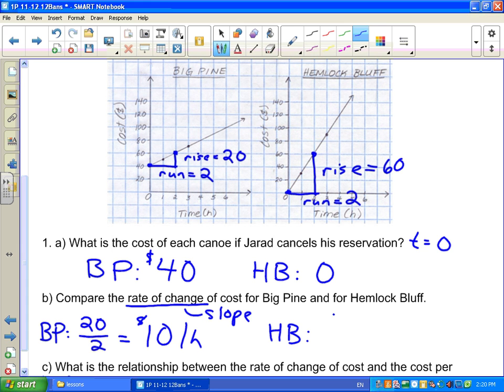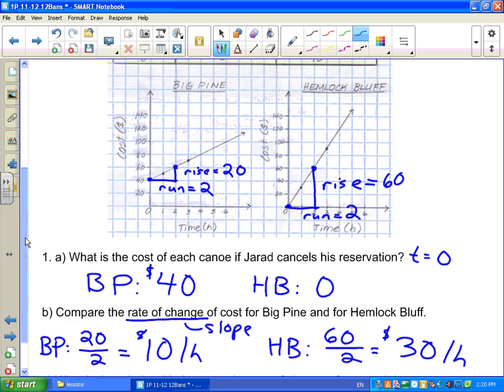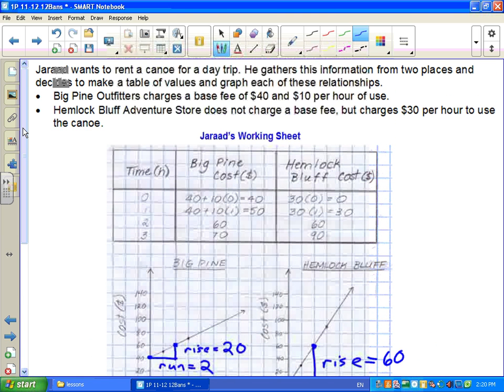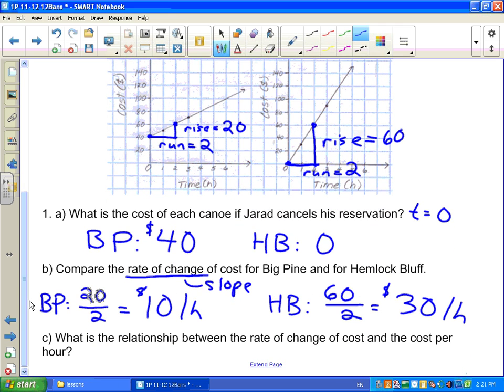So when we calculate our slope, rise over run is going to give us 30, or $30 per hour. Now, we could have done this without actually calculating the slope, because if we go back up to this description at the very top, what did they tell us? Big Pine, $10 per hour of use. Hemlock Bluff, $30 per hour. So often in these kinds of questions, the rate of change or the slope is given to you in the question as a rate of change, as something per something else.